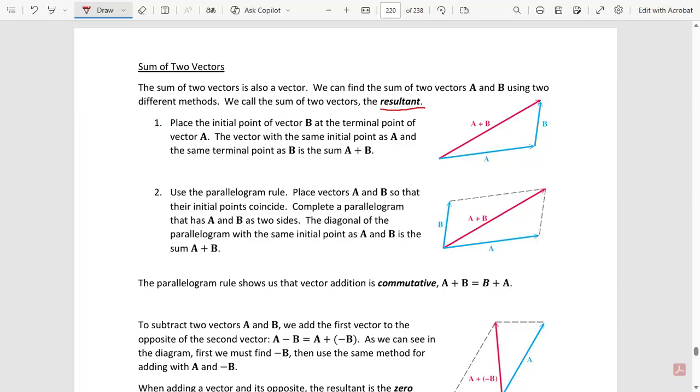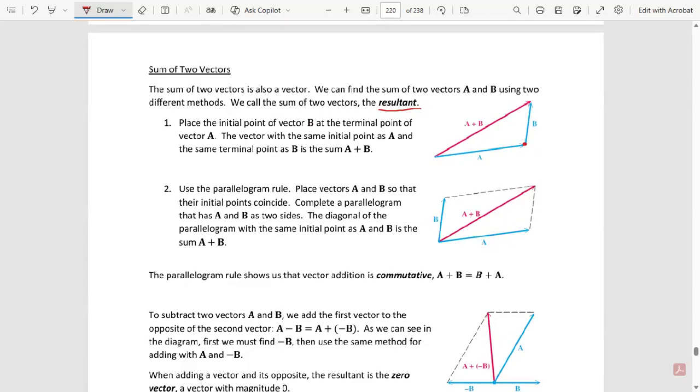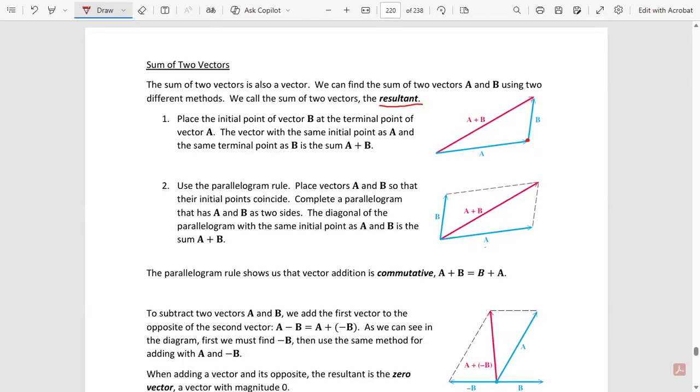One method is that if we want to add two vectors A and B, we can place the initial point of B on the terminal point of vector A. Then the vector that starts from the initial point of A and goes to the terminal point of B is the resultant, which is A plus B.